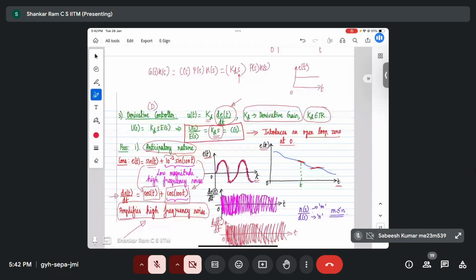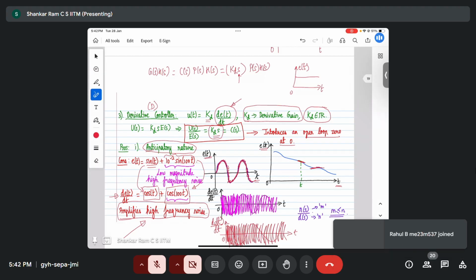Okay, but then what I want to show is that if you have even low magnitude noise, and if the frequency of the noise signals is higher than the base signal, we are going to have issues with the derivative controller. That is the point I wanted to drive home. Despite the fact that the noise is low magnitude, its impact can be quite severe.